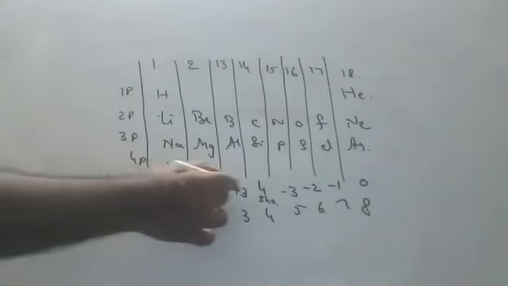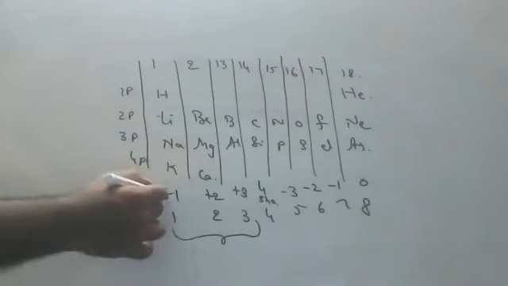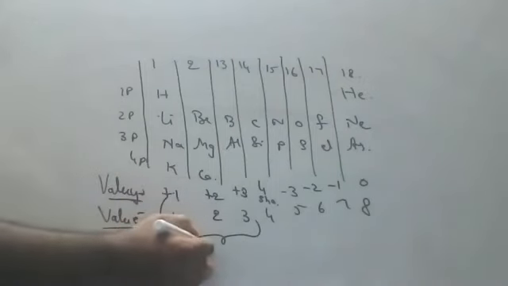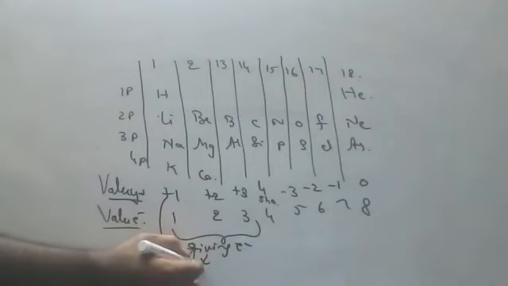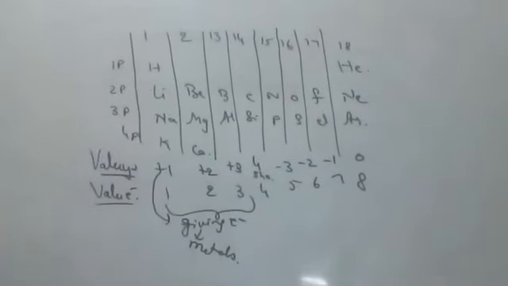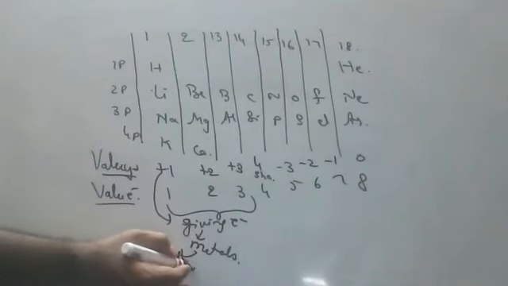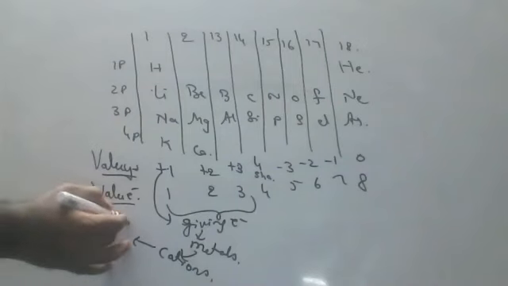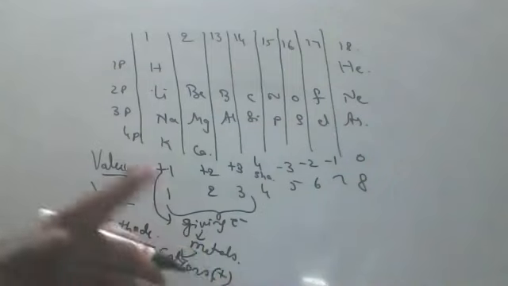Now +1, +2, +3. See, children. +1, +2, +3 indicates what? They are giving electrons. Giving electrons is a property of metals. Giving electrons is a property of whom, children? Metals. Only metals can give electrons always. When they give electrons, they form what, children? Cations. So cations are always liberated at the cathode. Cations means positive ions.